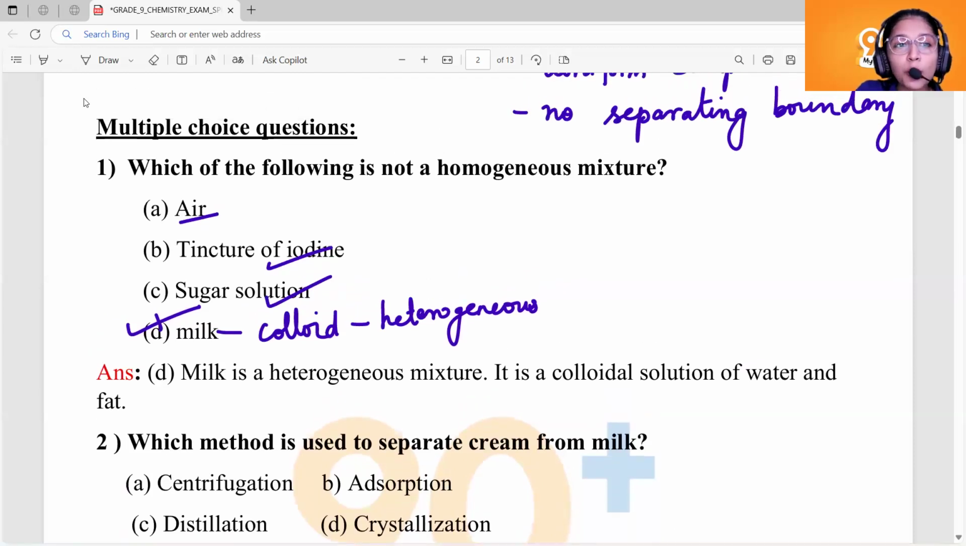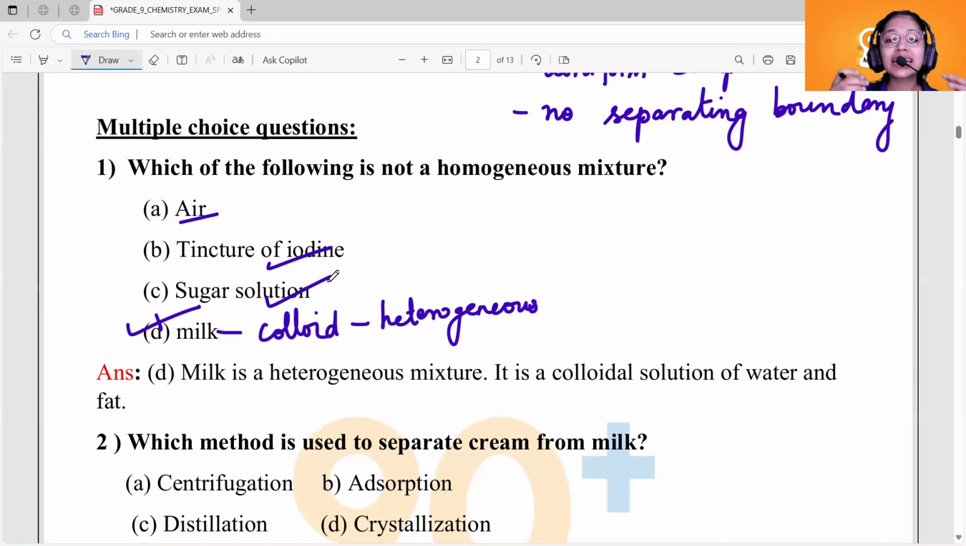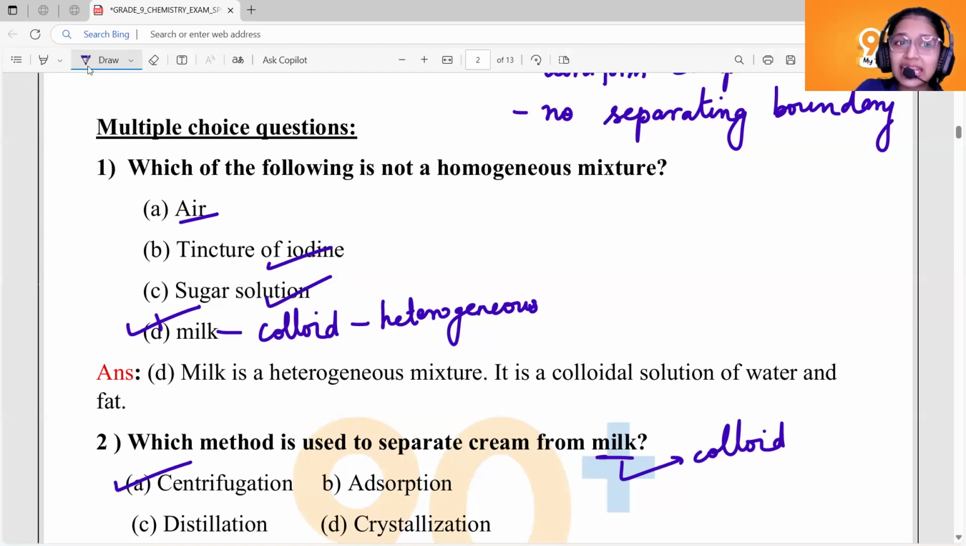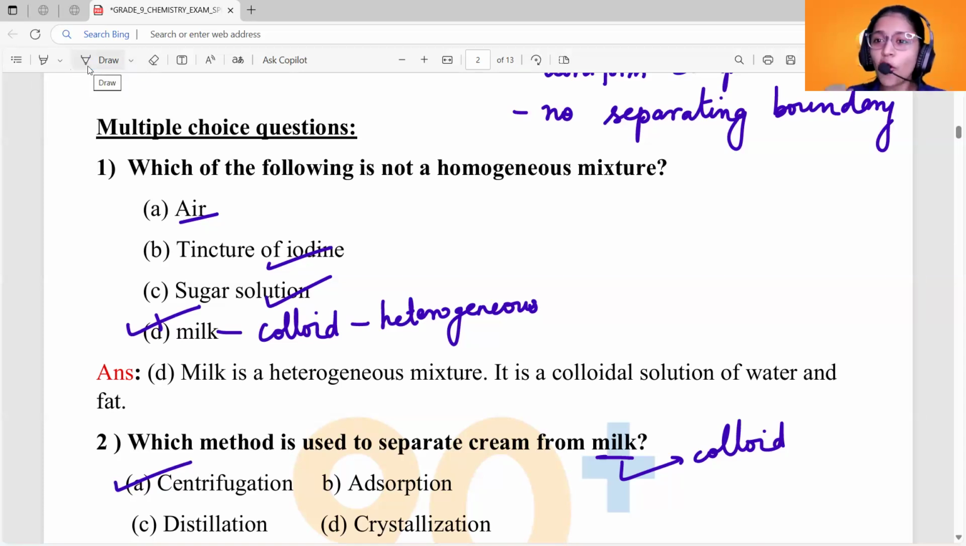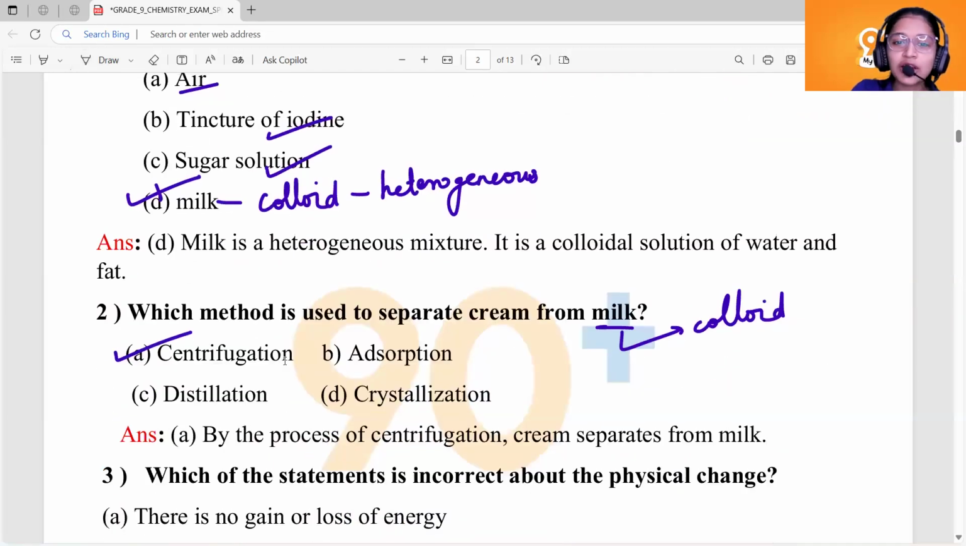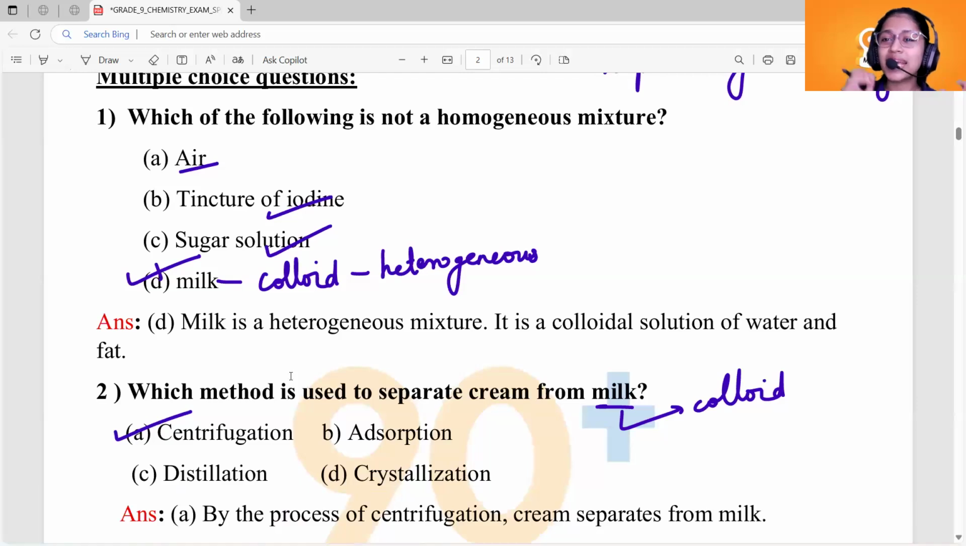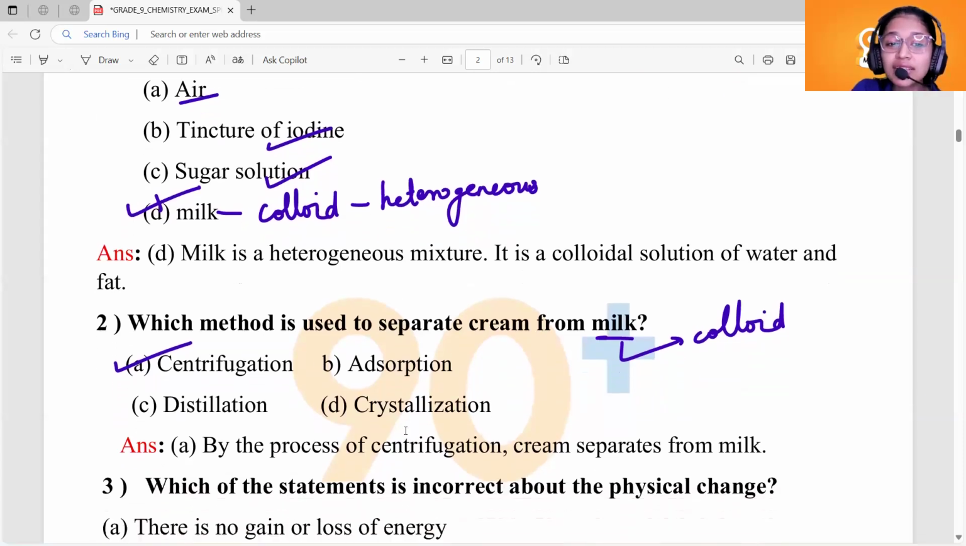What is the question? Which method is used to separate cream from milk? Just now we finished discussing that milk is a colloid. And what is the separating technique that helps us separate the dispersion medium and dispersed phase in a colloid? Remember, we discussed centrifugation. Centrifugation is a special technique that is useful for the separation of the constituents in a colloid. So, centrifugation is the correct answer to separate cream from milk. Okay, I hope you're writing this down with me. Yes. What is the third question?